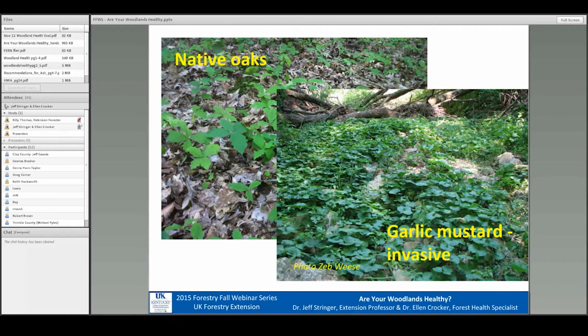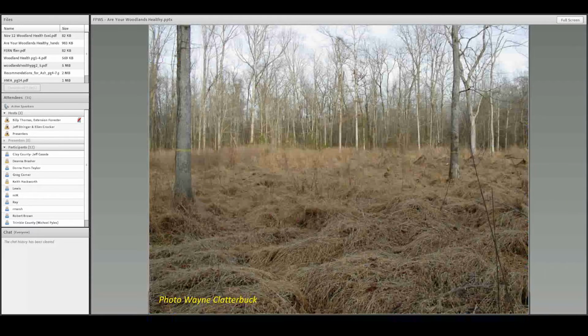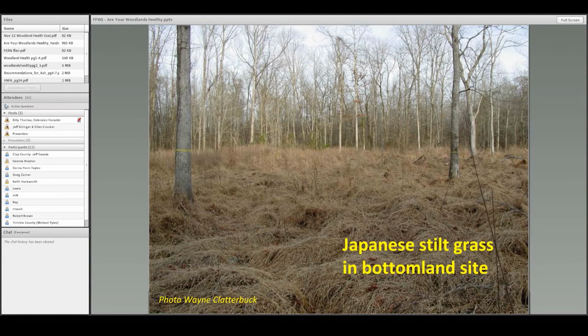So bottom line is, you can analyze this forest floor. And here's a situation that's a bottomland in western Kentucky that is full of a grass down there, okay? And this is Japanese stilt grass. And in a bottomland site, it can take over and literally choke native seedlings out. So when you think about woodland health, you want to assess not only the overstory, but what's going on at the ground level.